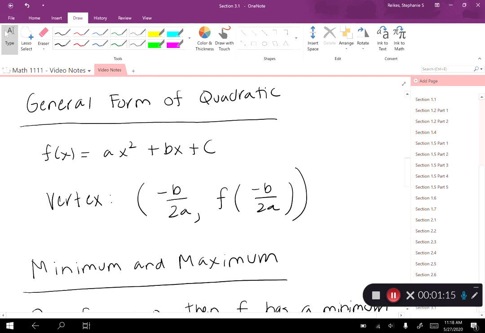Next, let's discuss the general form of a quadratic. And that looks like f of x equals ax squared plus bx plus c. In order to find the vertex when given general form, it's a little bit harder than standard form. So to find the vertex, we're going to use the formula negative b over 2a. And then in order to find the y value, you're going to plug in that value and find f of negative b over 2a.